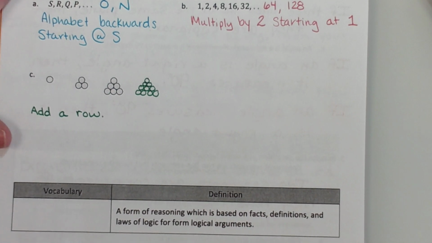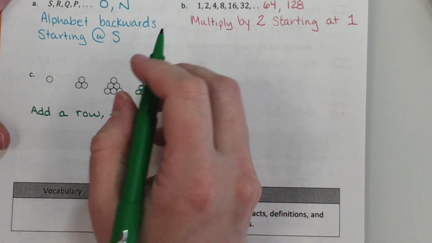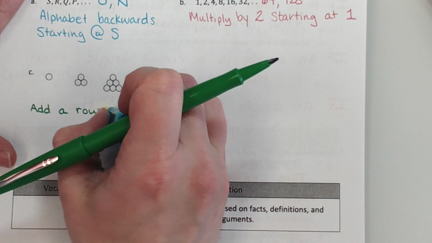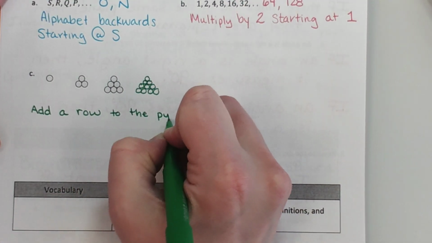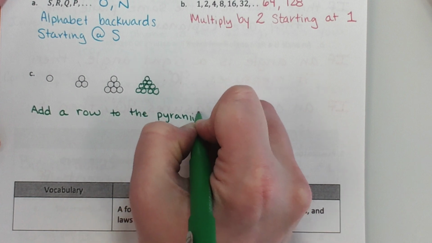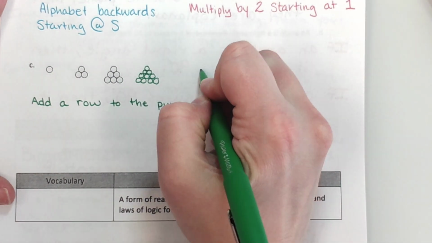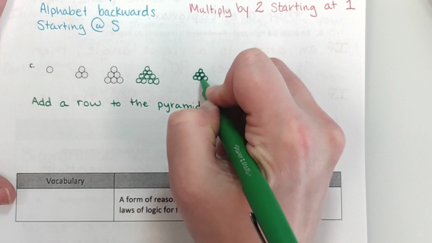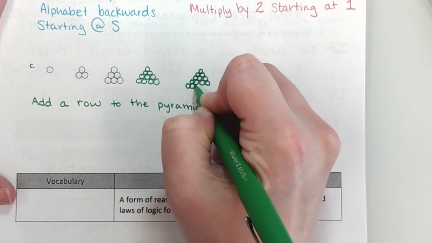Could I just describe it as adding a row to the pyramid? I've got the next term. I need one more term. I need one more pyramid. Starts with 1, then it's got 2, then it's got 3, then it's got 4, and then the last row that I'm adding now has 5.